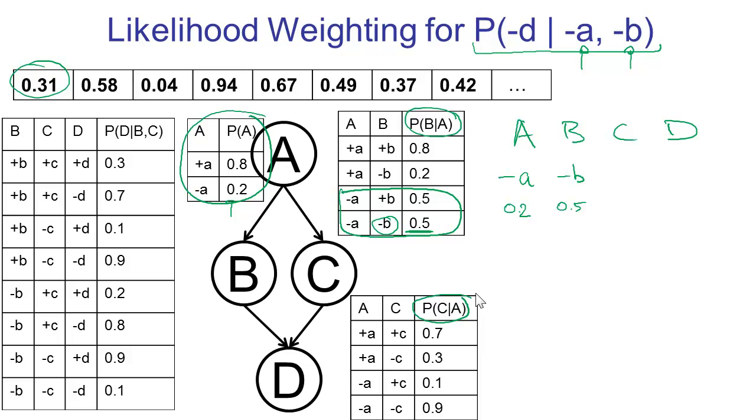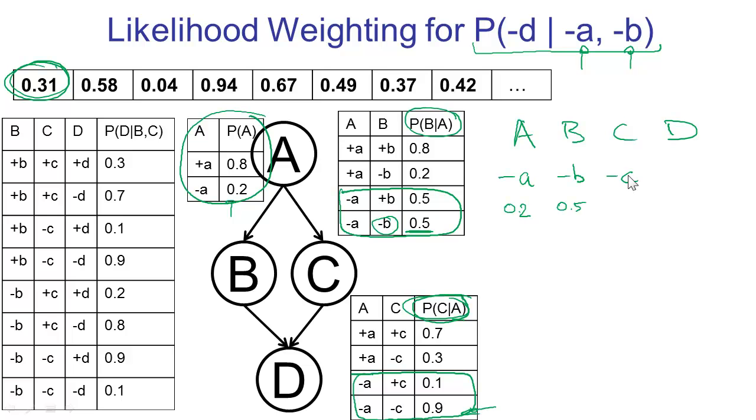Next is C. C is not an evidence variable, so we'll sample it from its conditional probability table. The parent A has the value minus A, so we're going to look at this part of this conditional probability table here. 0.31 maps to this part here, which is giving us minus C.